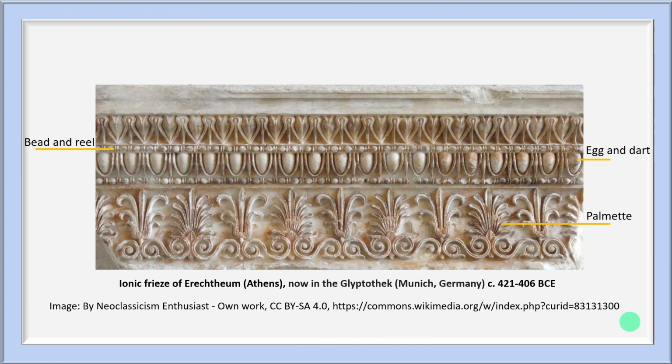This is an Ionic frieze from the Erechtheion. This is from Athens, from the Temple of Athena Polias. Now, Athena was the patron deity of Athens. She is the goddess of wisdom, warcraft, and handicrafts. This is now in the Glyptothek Museum in Munich, Germany. It is dated around circa 421 to 406 BCE.